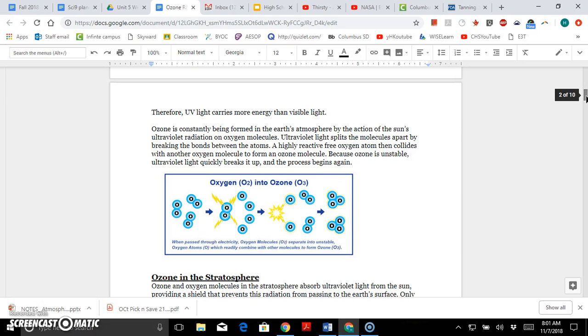Ozone is constantly being formed in the Earth's atmosphere by the action of the sun's ultraviolet radiation on oxygen molecules. Ultraviolet light splits up the molecules by breaking the bonds between the atoms. A highly reactive free oxygen atom then collides with another oxygen molecule to form an ozone molecule. But because ozone is unstable, ultraviolet light quickly breaks it up and the process begins all over again.